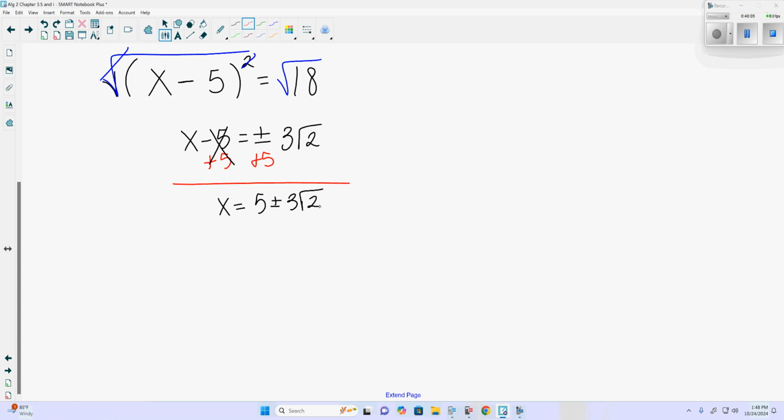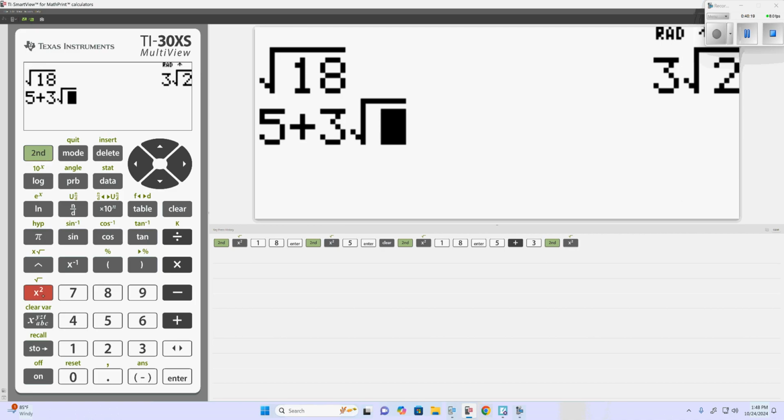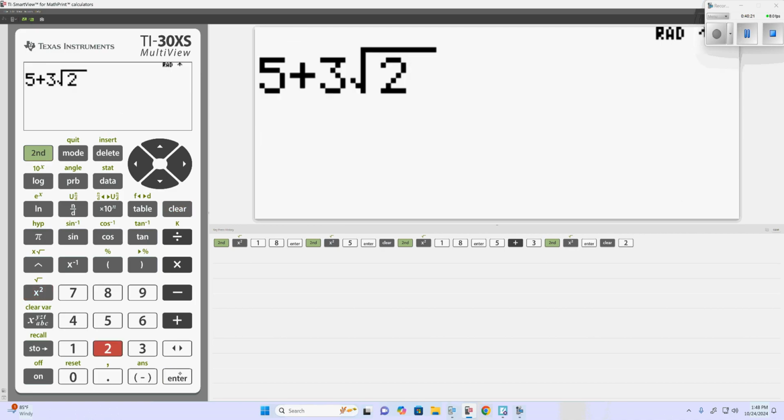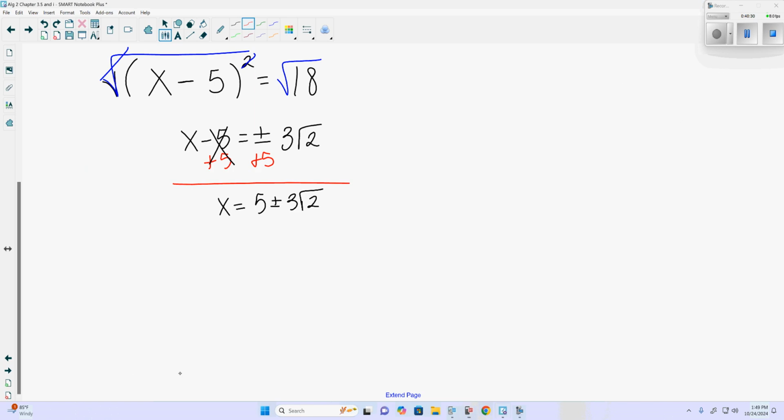Can we add 5 and 3 square root of 2 together? Are they like terms? No. And if we wanted to make sure, I can grab the calculator and do 5 plus 3 square root of 2. It's just 5 plus 3 square root of 2. It flipped it, but that is the same thing. Since we can't combine them without turning the radical into a decimal, there's our final answer. If we could simplify it, we need to simplify it. If we can't, we're not going to. Questions on this here?